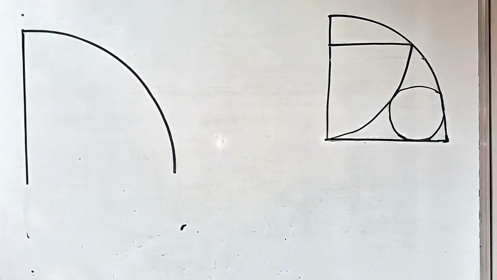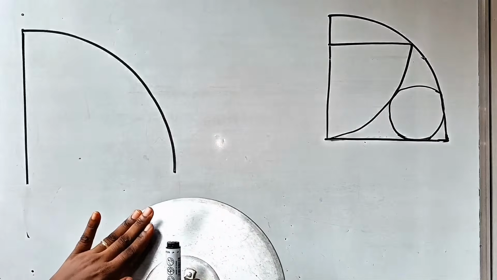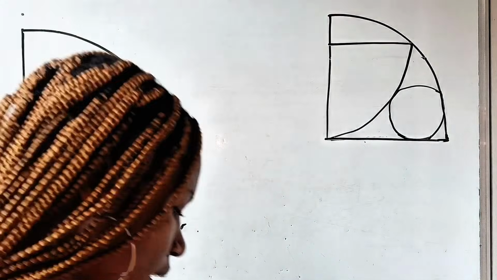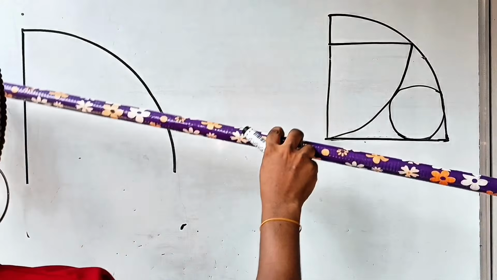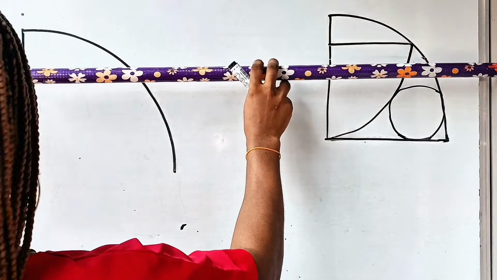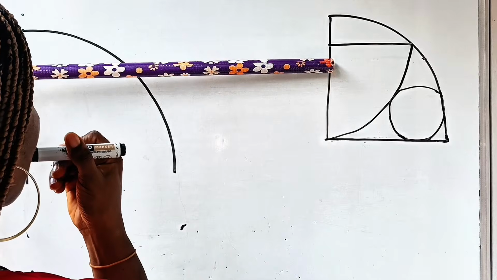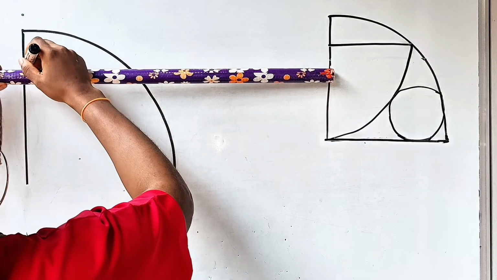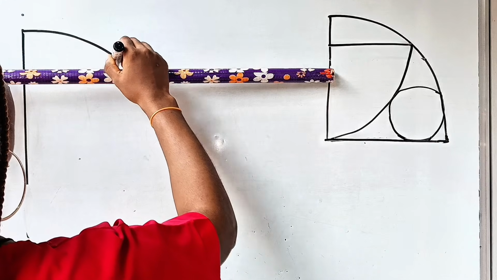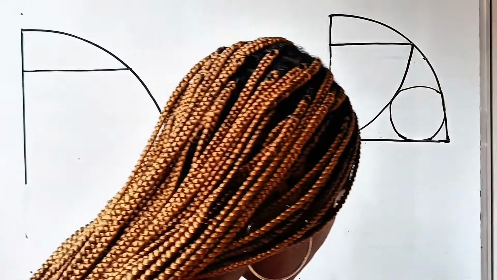Now we need this, right? We can go for this. First of all, we need a straight line, and we are going to draw that, a straight line. Oops. So okay, we are done with that.